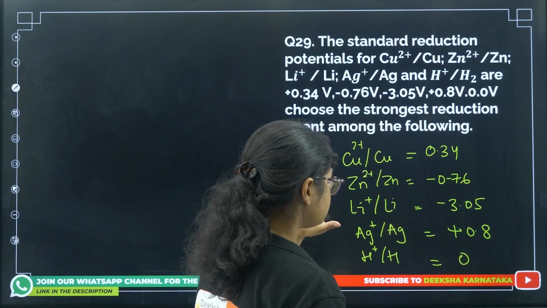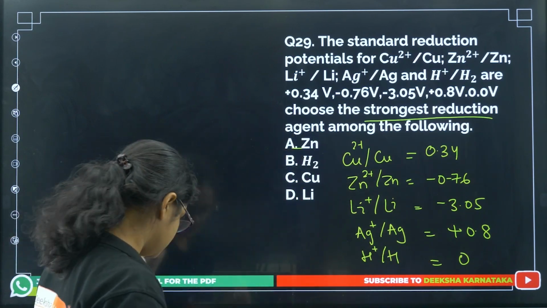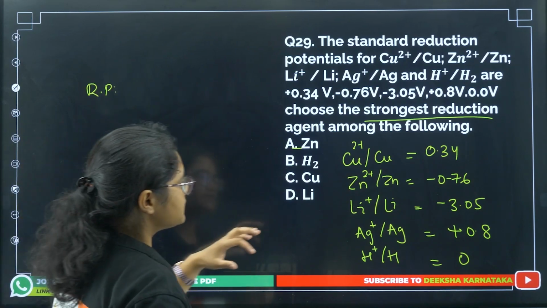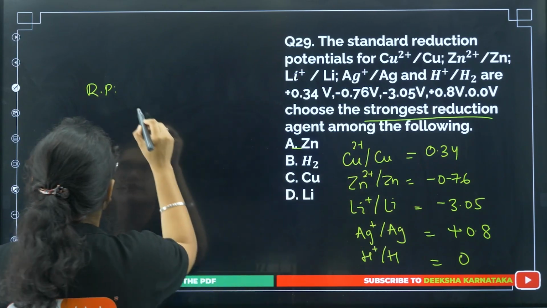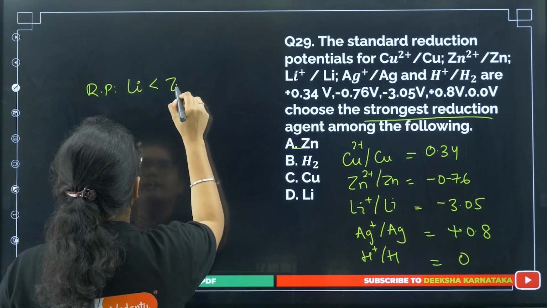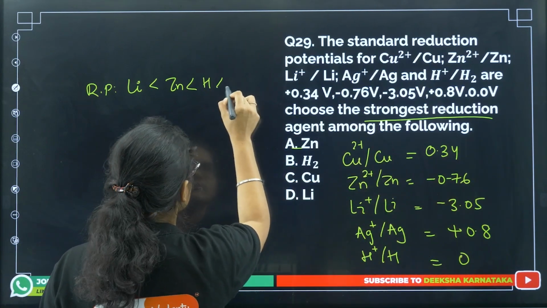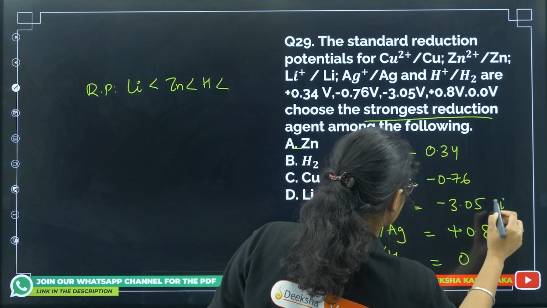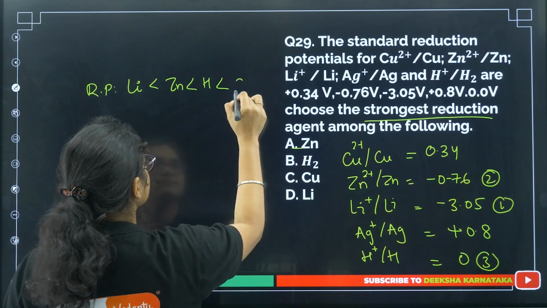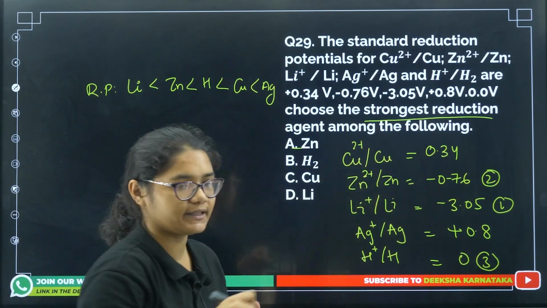Now the question is asking for the strongest reducing agent. First, let us arrange them in the reduction potential order. Which is the least one? If you see, minus 3. Lithium is the least, then we have zinc, then hydrogen, then copper, and then silver. Now it is asking for the strongest reducing agent.